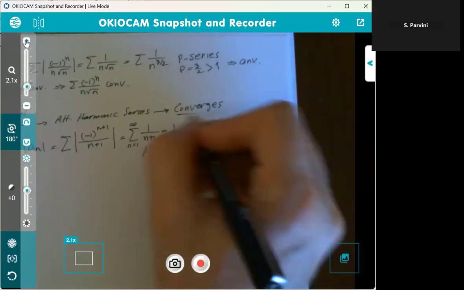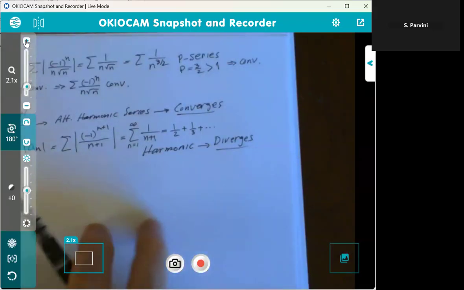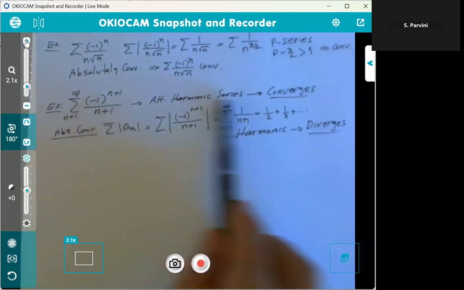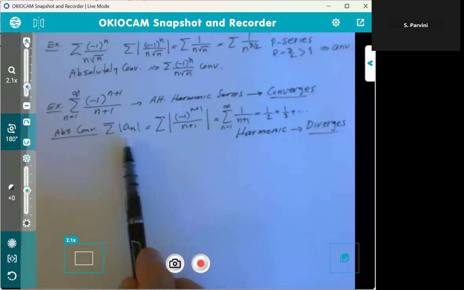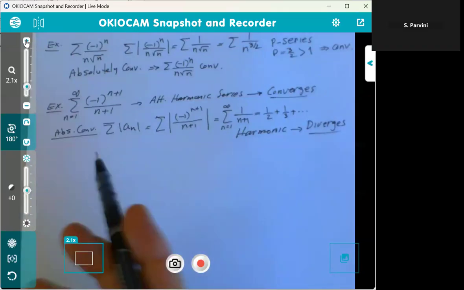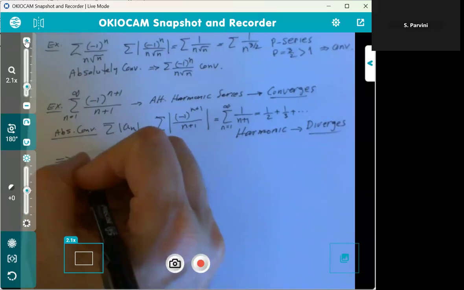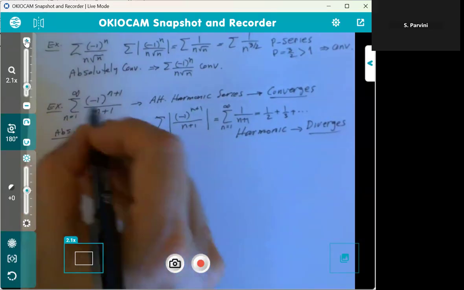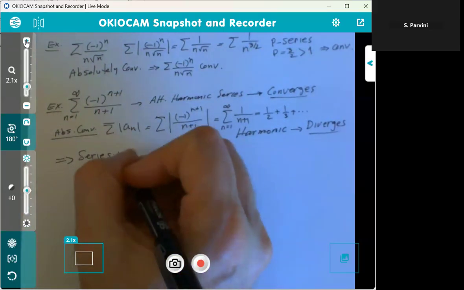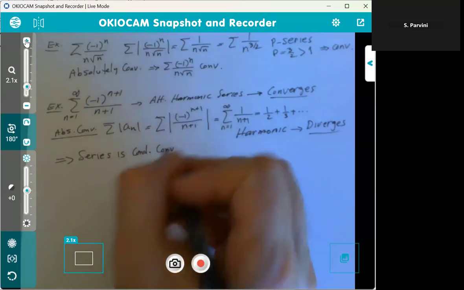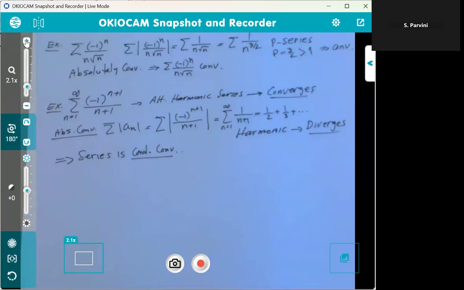So there you go. The series on its own converged, its absolute value diverged. Therefore, this series, and therefore the original series, is conditionally convergent. Okay.